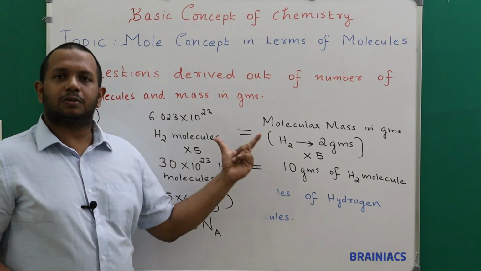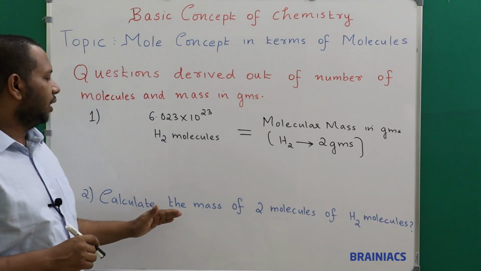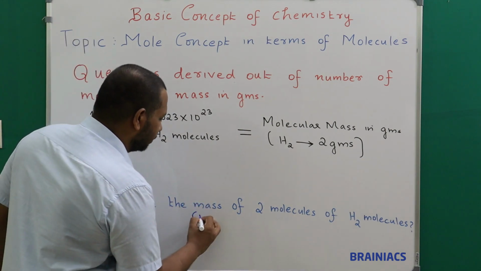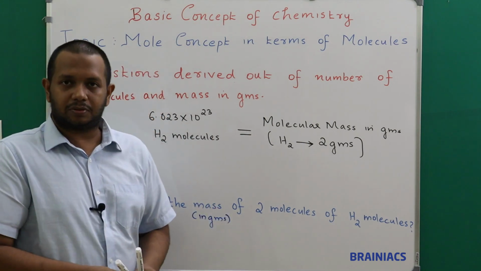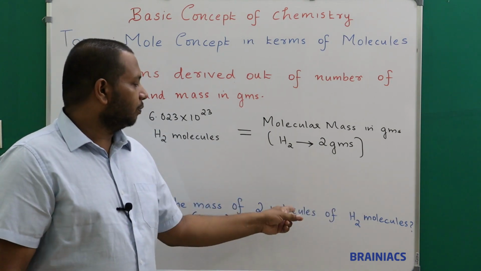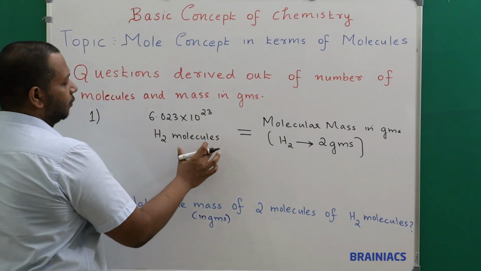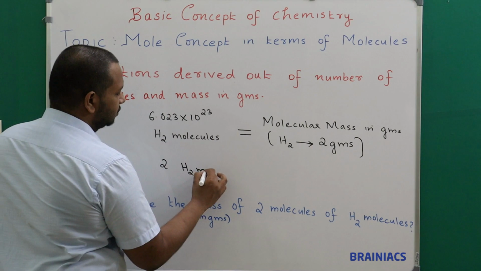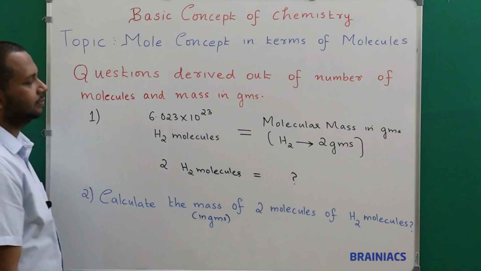Okay, so we will derive the next question out of this relationship. So listen, the next question I have written here. Calculate the mass in grams of 2 molecules of hydrogen. They have given the number of molecules, that is how much? 2. 2 hydrogen molecules. And they are asking you what is the mass of that.